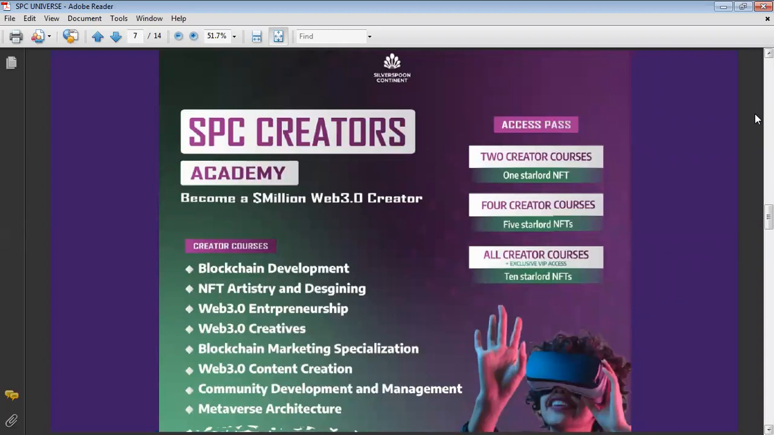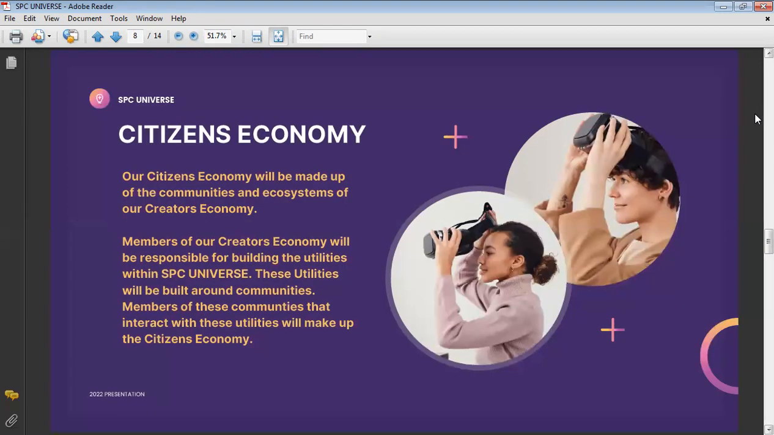Amazing, guys, amazing. And that's what gives so much value to the Starlord NFT, because of the limited supply, and it's so valuable. So our citizens' economy will be made up of the communities in our economy. Creators are responsible for building the universe. Each of these creators will have their own utilities, and those utilities will have their own communities. The members of these communities that interact with these utilities will make up the citizens' economy. So all those communities are what will make up our SPC Universe citizens' economy.